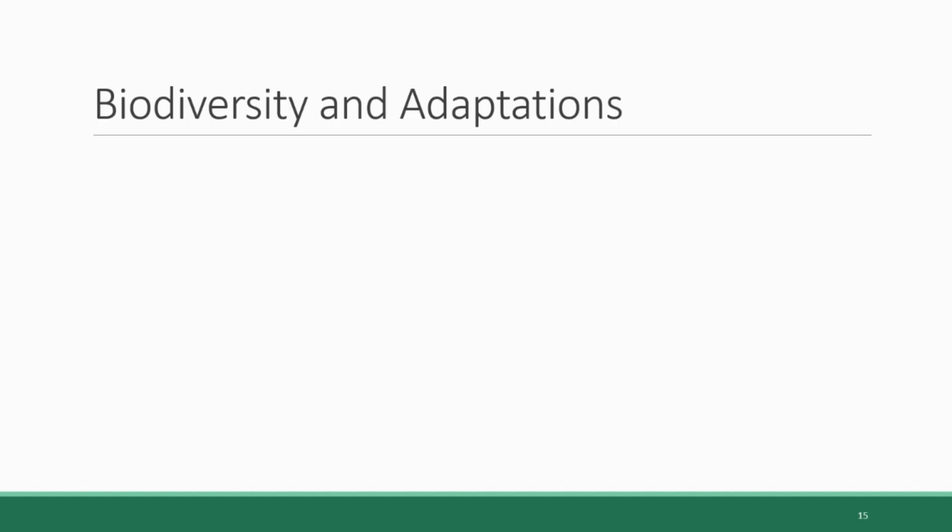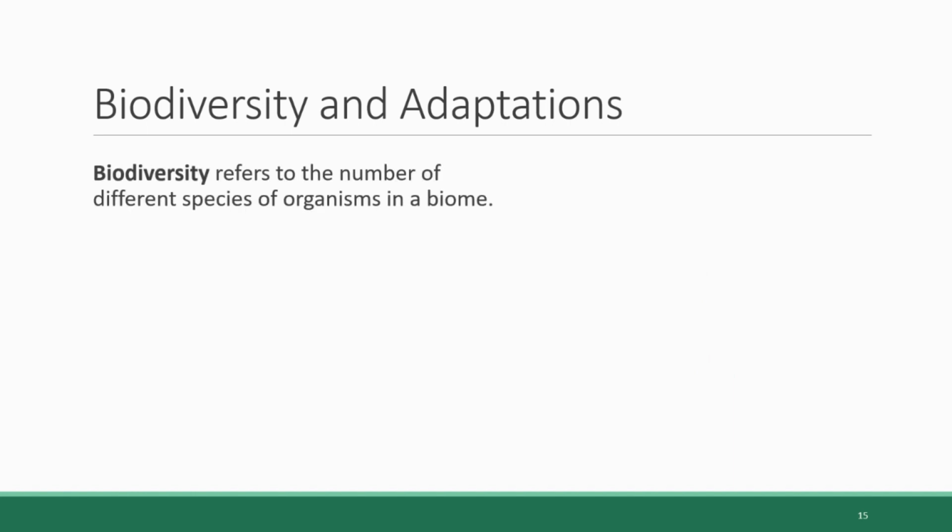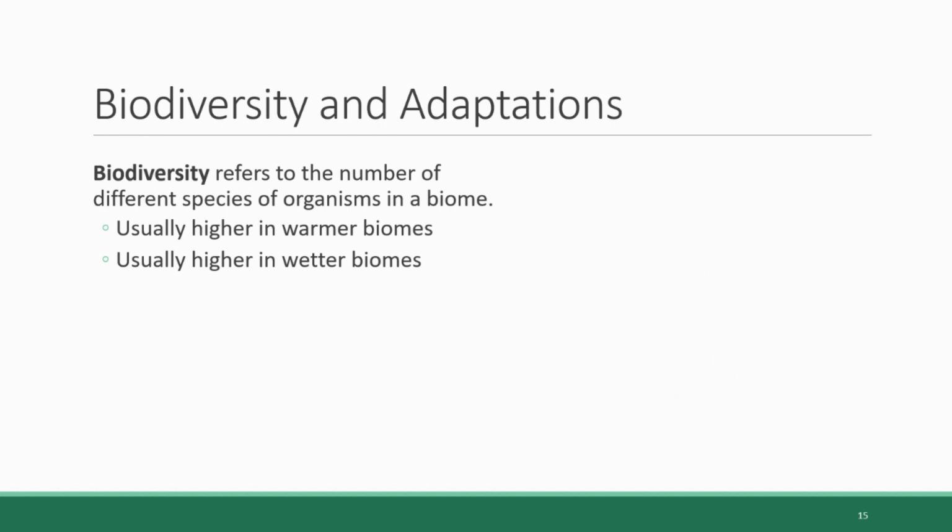Because plants are the producers and all of the other levels of the food chain are linked to them, either directly or indirectly, the plant life then influences the number and variety of other organisms that can be supported within a biome, or in other words, the biome's biodiversity. Biodiversity refers to the number of different species of organisms in a biome. And typically, higher biodiversity levels occur in warmer biomes and also in wetter biomes.